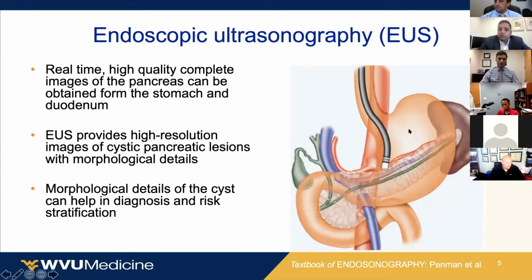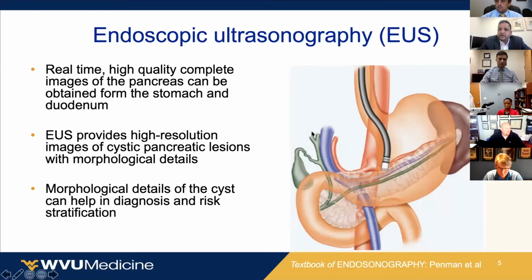We can get high quality real-time images of these pancreatic cysts: location, size, septations, wall thickness, the presence of a mural nodule, whether the main duct is dilated, or communication with the main duct. All these morphological features can be examined with an EUS.